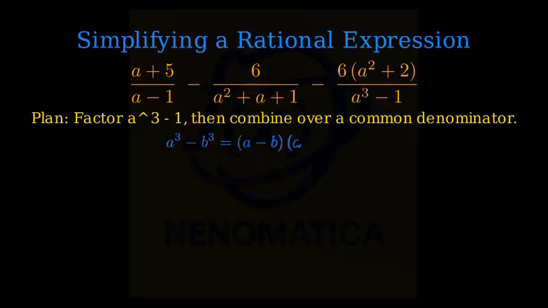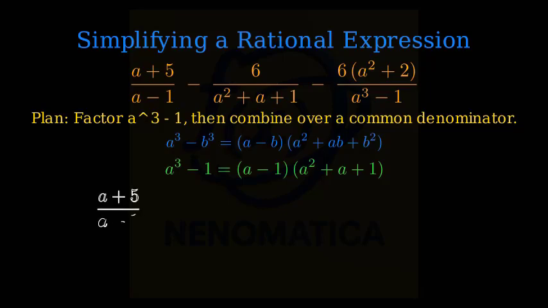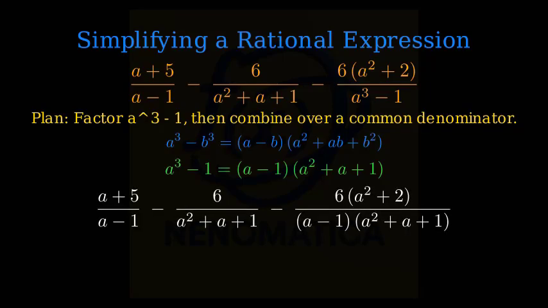The difference of cubes factorization is a cubed minus b cubed equals a minus b times a squared plus ab plus b squared. Here b equals 1. So a cubed minus 1 equals a minus 1 times a squared plus a plus 1. Rewrite the original expression, replacing a cubed minus 1 with a minus 1 times a squared plus a plus 1. The common denominator is a minus 1 times a squared plus a plus 1.